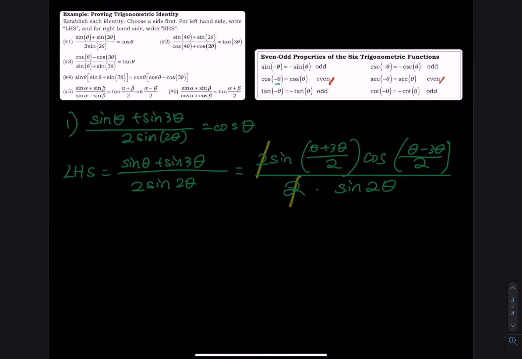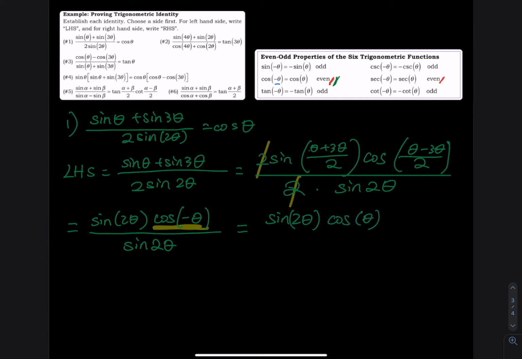Okay, so let's do the math on top. So the top we have 4 divided by 2, and then cosine of negative 2 divided by 2, divided by sine of 2 theta. So this cosine is even, right? So cosine is even, so that means you can get rid of the negative. So that is sine 2 theta times cosine of theta divided by sine of 2 theta. Then you cancel this, you only have cosine of theta that is equal to the right-hand side, and then the job is done.